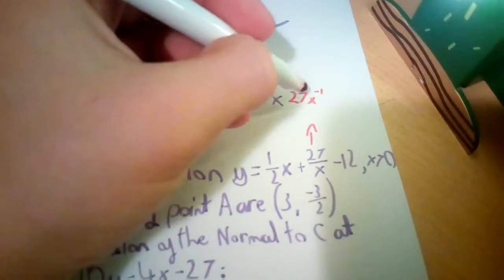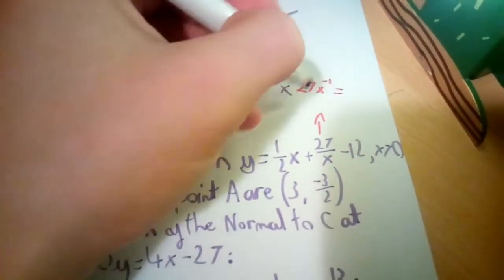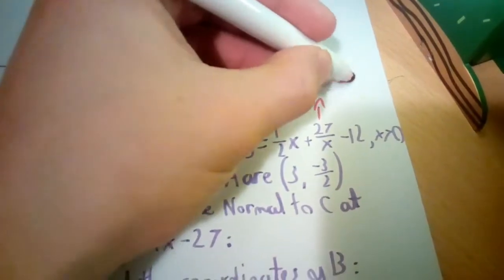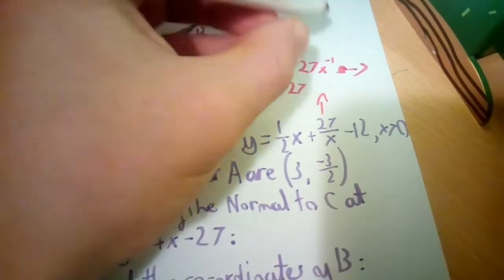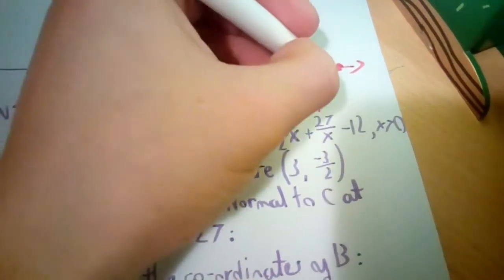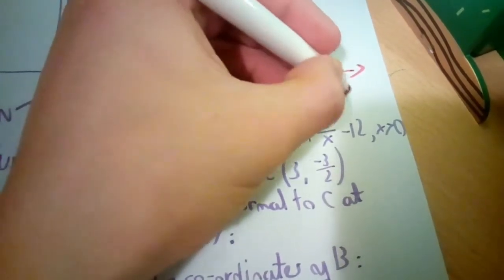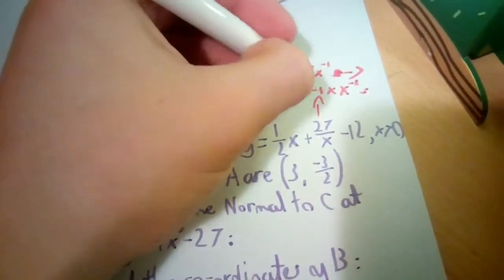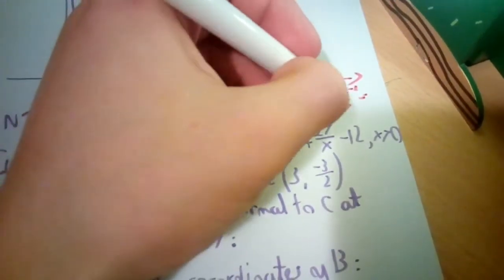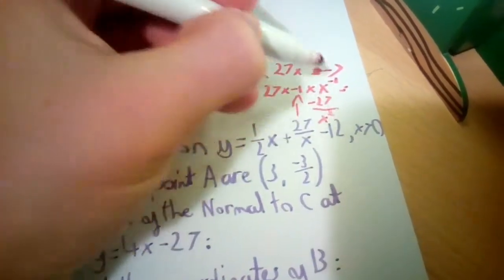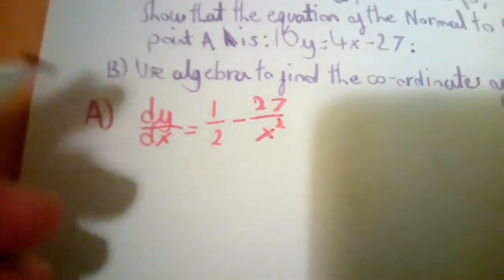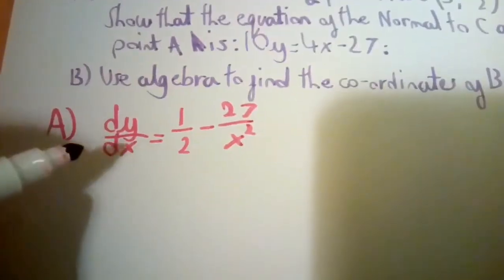What we're going to do is reduce the power by 1 to find its derivative. So we keep the 27, and we multiply by the original power, minus 1, and then reduce the power by 1, which is x to the minus 2. 27 times minus 1 is minus 27, and x to the minus 2 is 1 over x squared, so it's minus 27 over x squared. So that is our derivative of C. That's the equation for the gradient of the tangent at C.